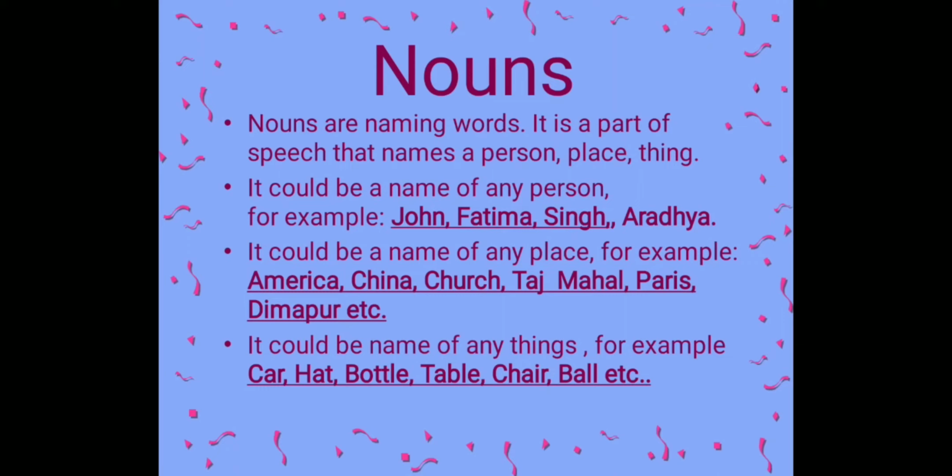Now moving on to another important grammar topic, that is nouns. Nouns are naming words. A noun is a part of speech that names a person, place, or thing. It could be the name of any person, for example, John, Fatima, Singh, Aradia. It could be the name of any place, for example, America, China, Church, Taj Mahal, Paris, Dimapur, etc. It could also be the name of any thing, for example, car, hat, bottle, table, chair, ball. So anything that is a person, place, or thing is what we understand as a noun.